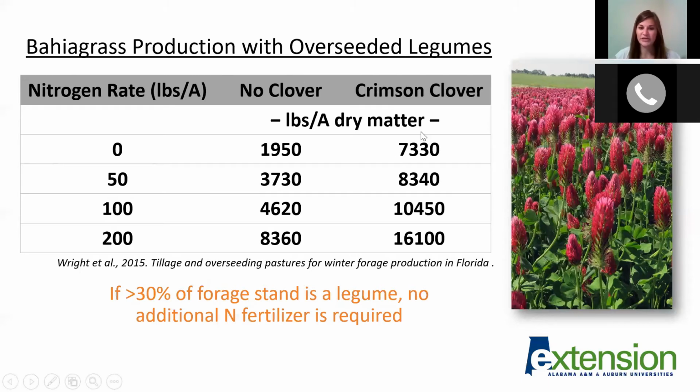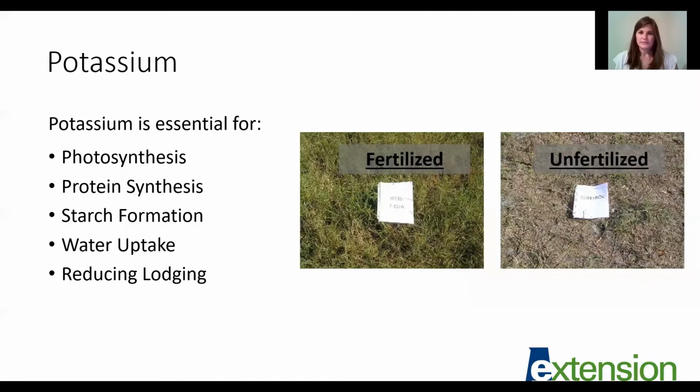So to reach that same amount of dry matter production with nitrogen application, you'll have to be probably in the 150 pounds per acre range, maybe even a little bit higher in this case, to reach that same amount of production. So for that reason, we recommend that in pasture systems, if 30% of the forage stand is a legume, no additional nitrogen fertilizer is required. And of course, in hay production, you'll want to account for those additional hay cuttings.